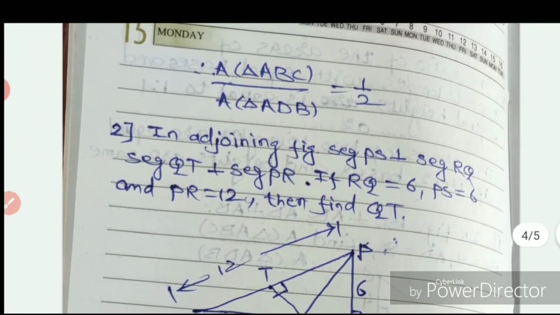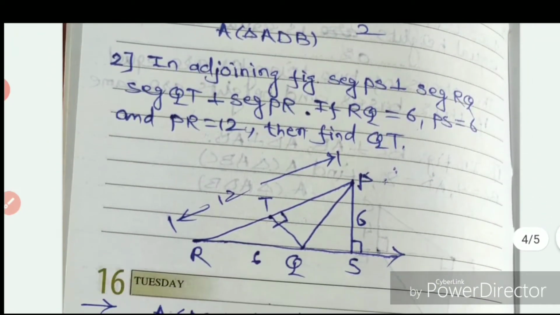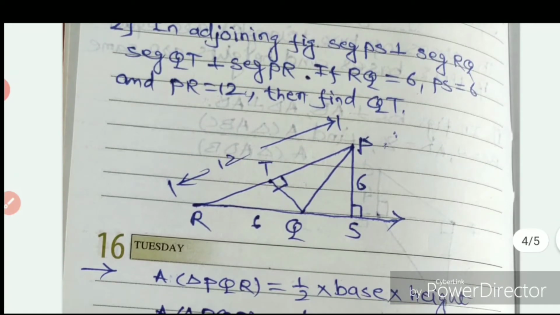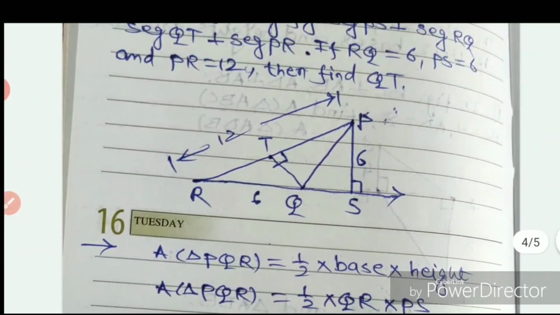Now, in the second example, in the adjoining figure, seg PS perpendicular to seg RQ, seg QT perpendicular to seg PR. If RQ is equal to 6, PS is equal to 6 and PR is equal to 10, then find QT.